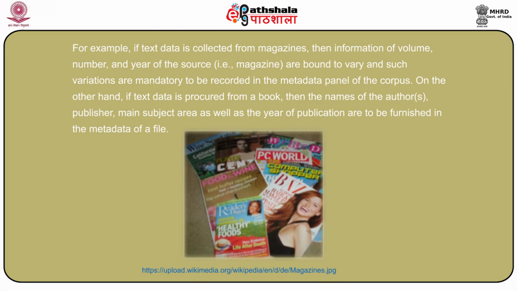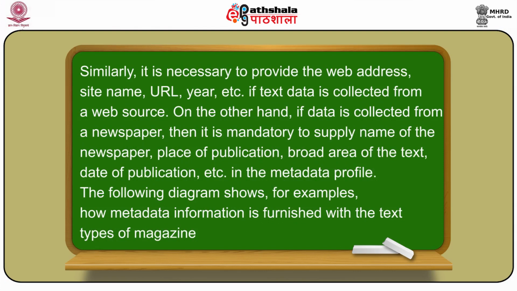For example, if a text is collected from magazines, then information of volume, number, and the year of source of magazine are bound to vary. On the other hand, if the text data is procured from a book, then the name of the authors, publishers, main subject, area, as well as the year of publication are to be furnished in the metadata of a file. Similarly, it is necessary to provide the web's address, site name, URL, year of publication if the text data is collected from the web source.